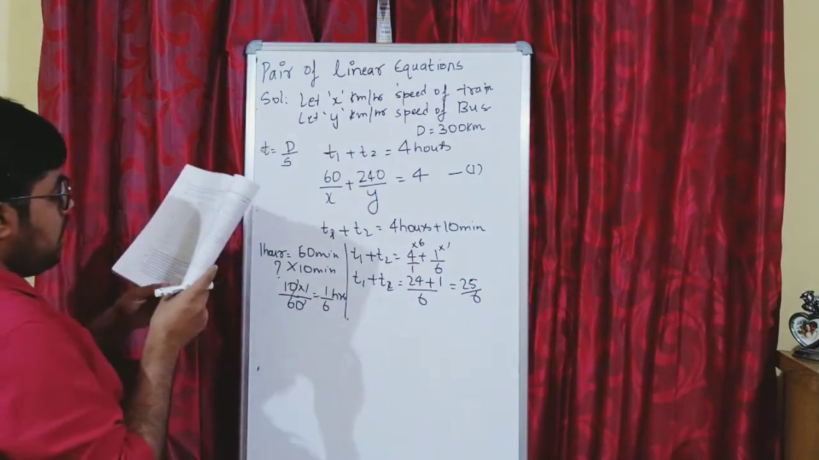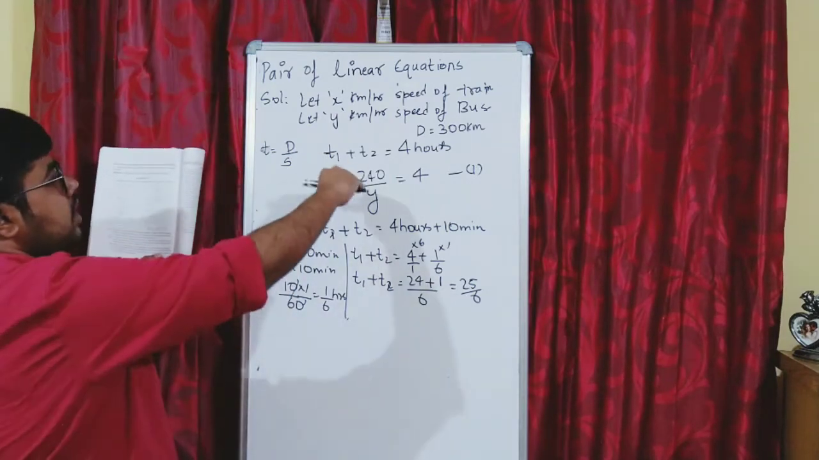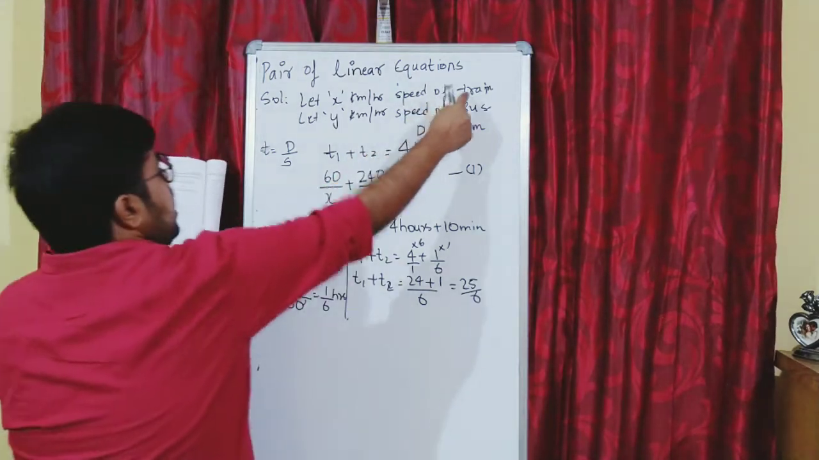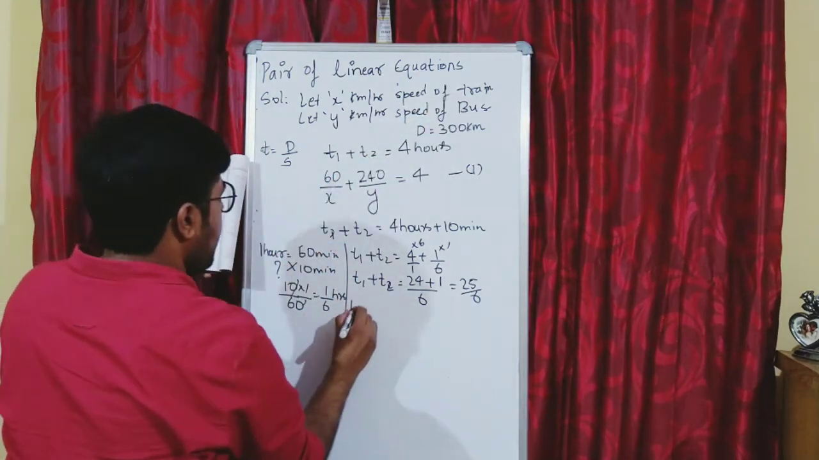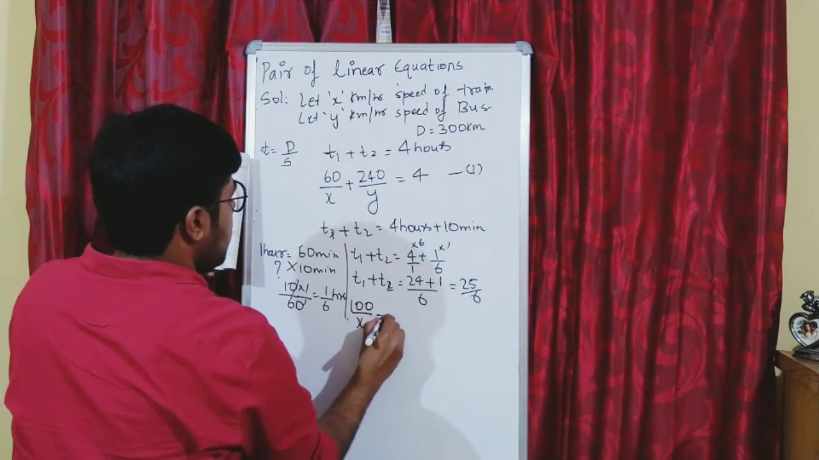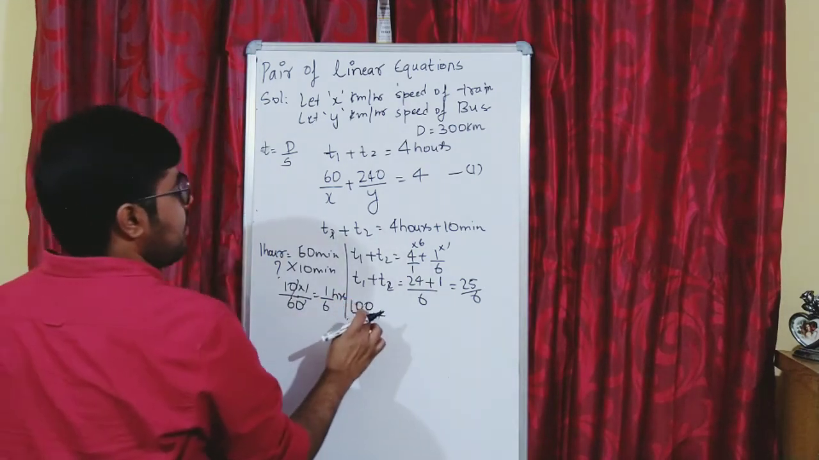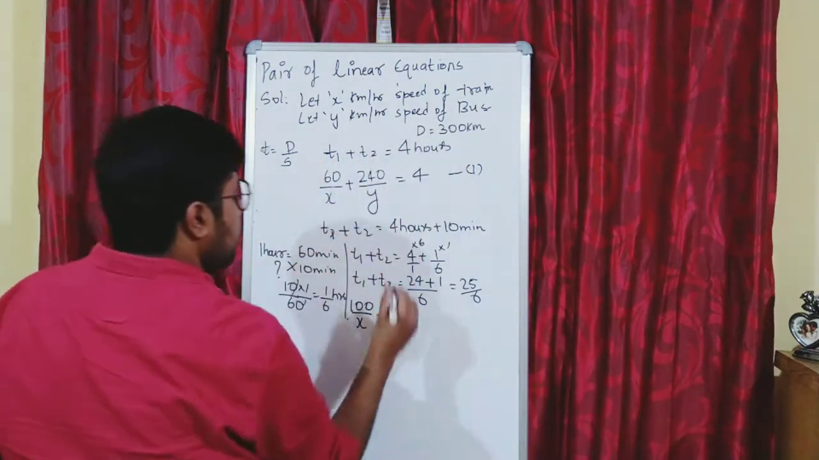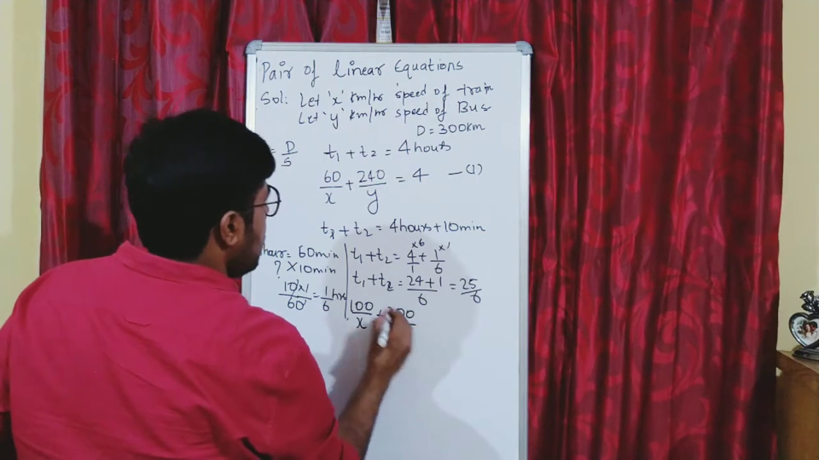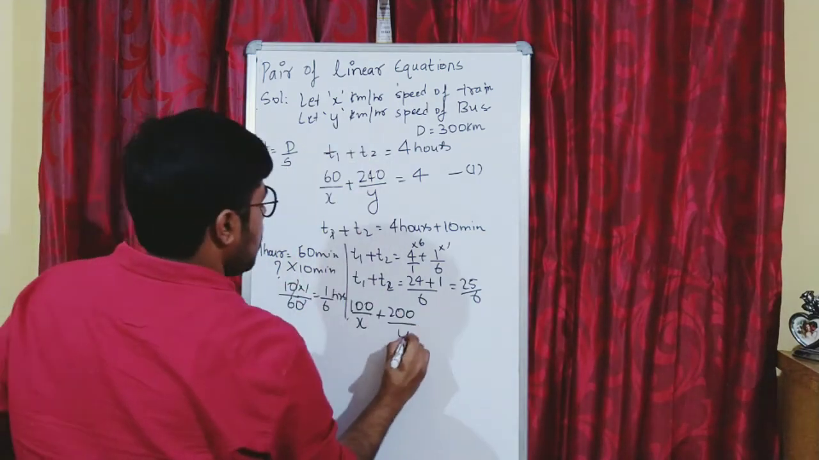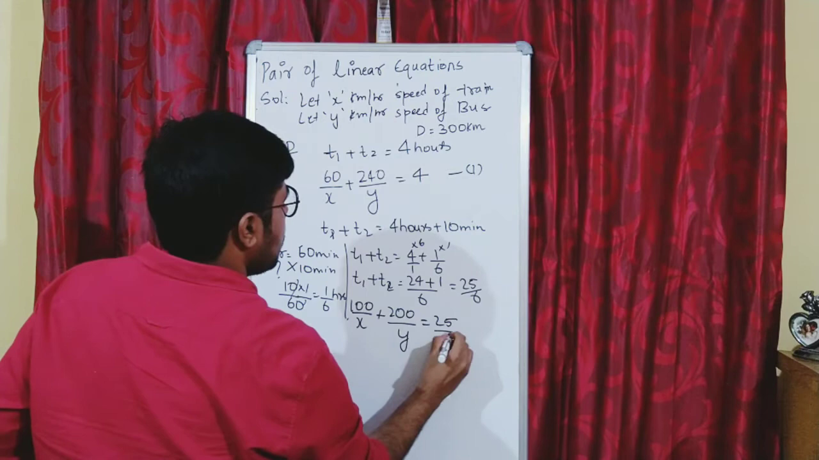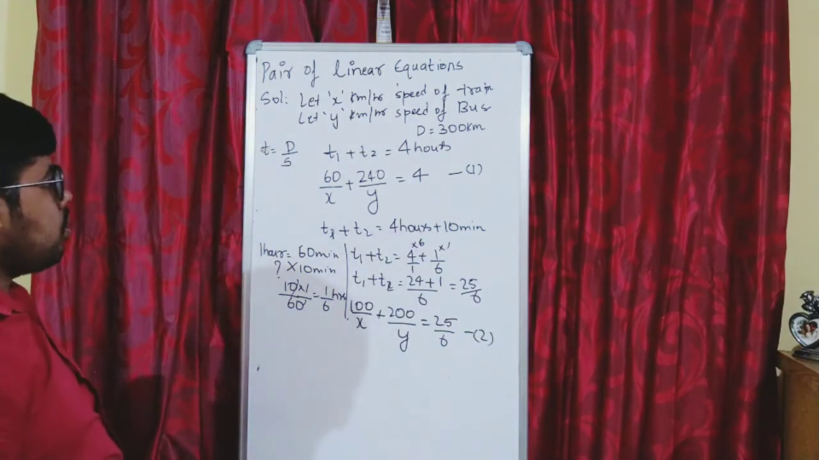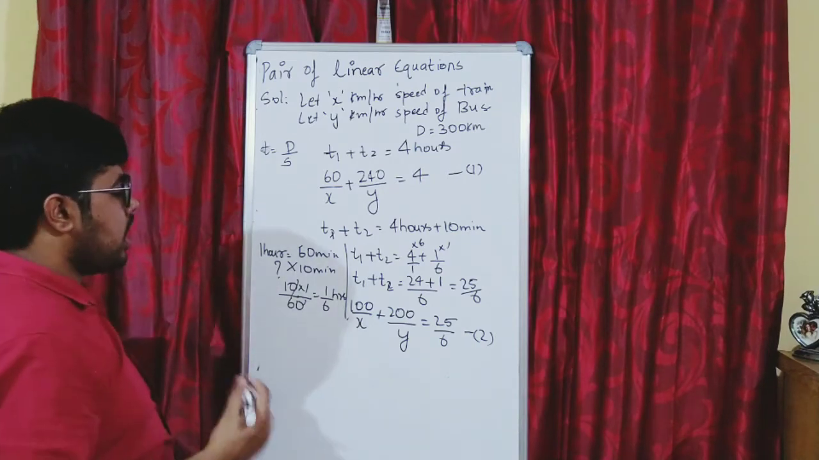Now go on. What is time? Again, time is distance by speed. First she travels by train, so here it is 100 by the train speed x. And what is the remaining? If she travels 100 km by train, the remaining 200 km she has to travel by the bus. Therefore it is 200 by the speed of the bus, y, equal to 25 by 6. So this is your second equation. This is very easy. Let us quickly solve the entire thing.